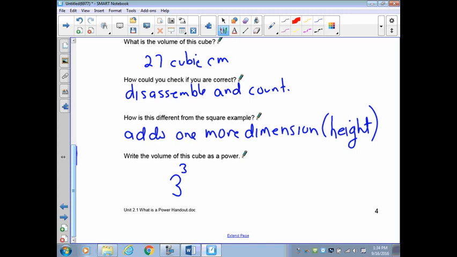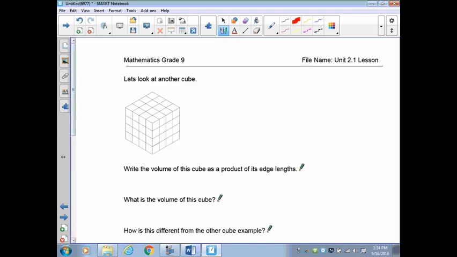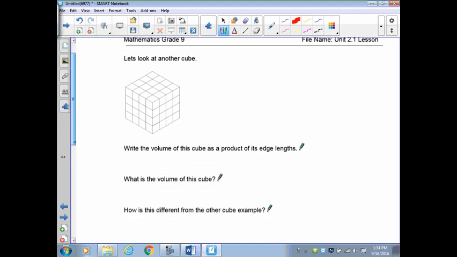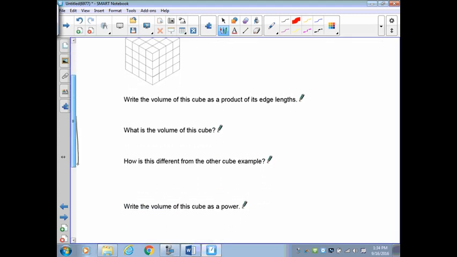Let's take a look at the next example. Here's a different cube. Let's see if you can go through and fill out all the information about this cube. I want you to write the volume of the cube as a product of its edge lengths, the volume itself, tell me how it's different from the other cube, and then I want you to write the cube as a power. So pause the recording and fill out these 4 questions.